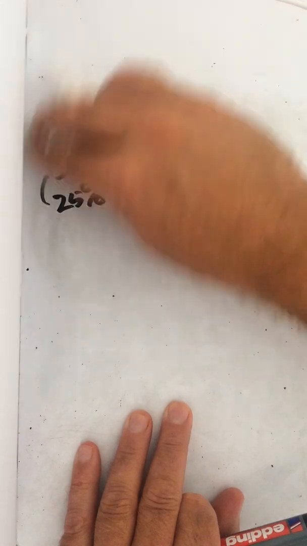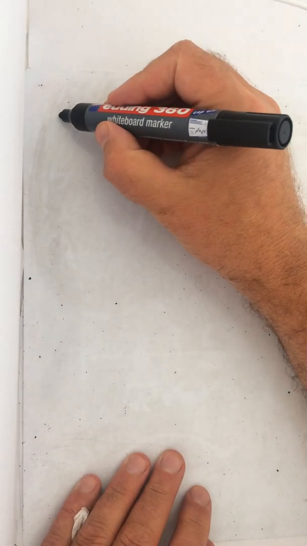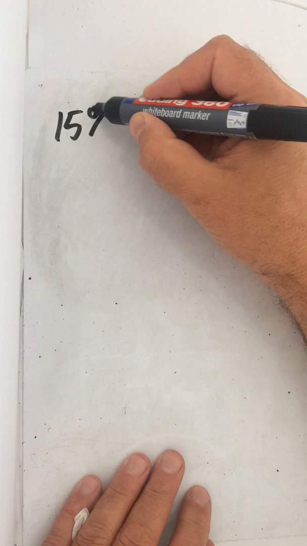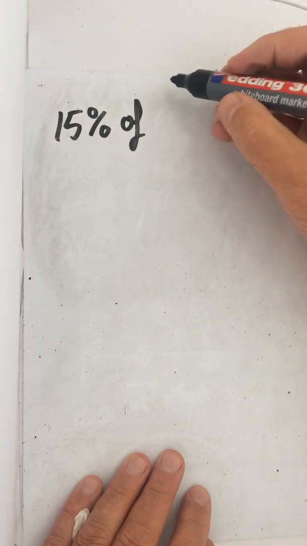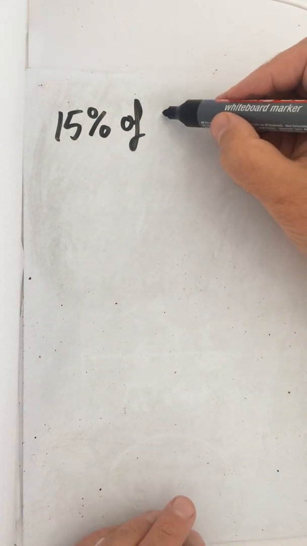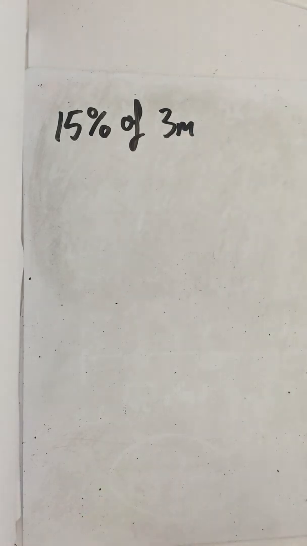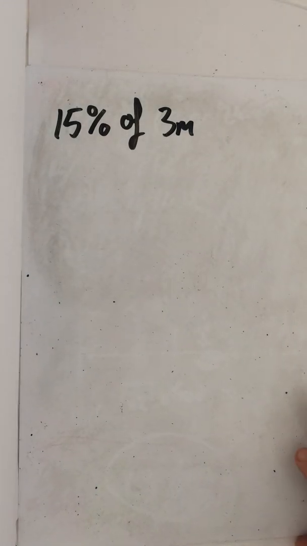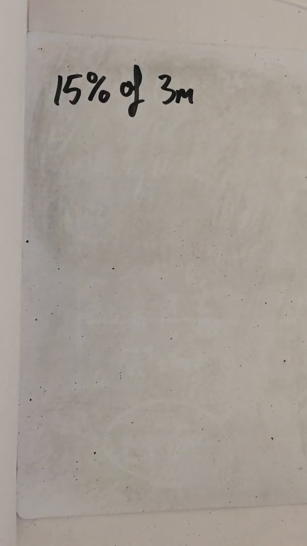Well, we'll talk about what we're going to do at the end of the lesson, actually. Okay, so let's just move on to some slightly trickier ones. So say, for example, I wanted to find 15% of 3 meters. Now, a little bit like the work we did with the fractions, okay?